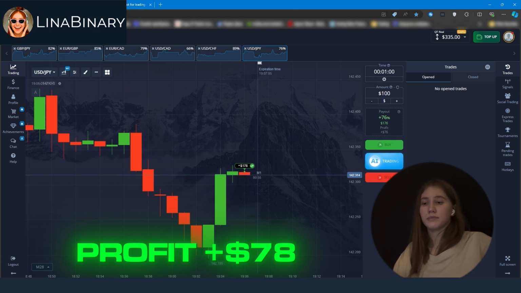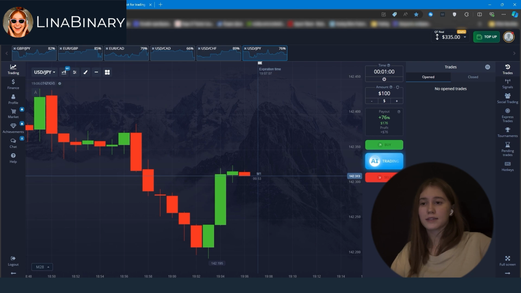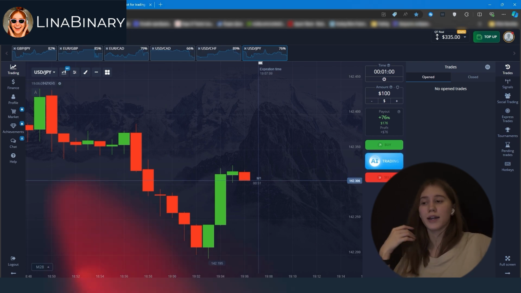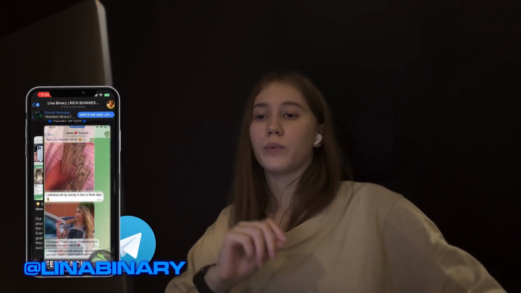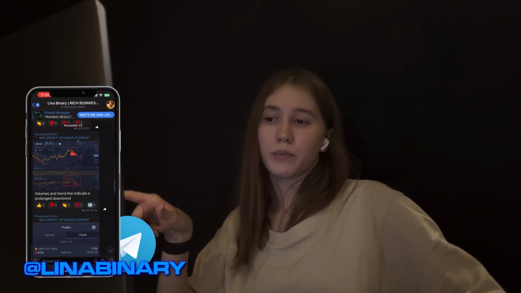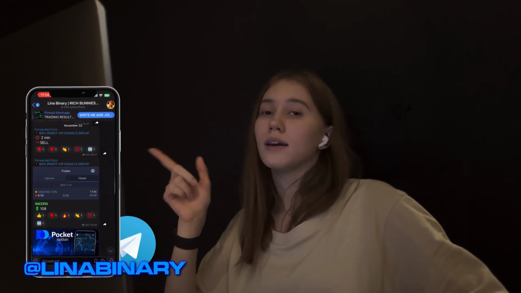Yep, last deal, and let's summarize. With Pocket Option, it was 4 deals and just one winning and 3 minus, so it's not good, I think. And we also traded with the help of my personal bot. 2 of them were in the plus and 1 at 0.